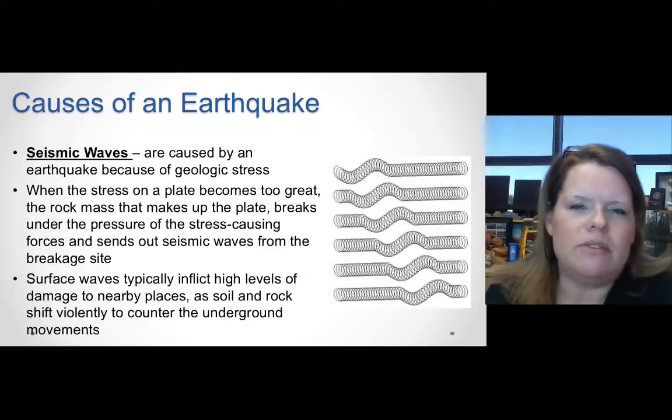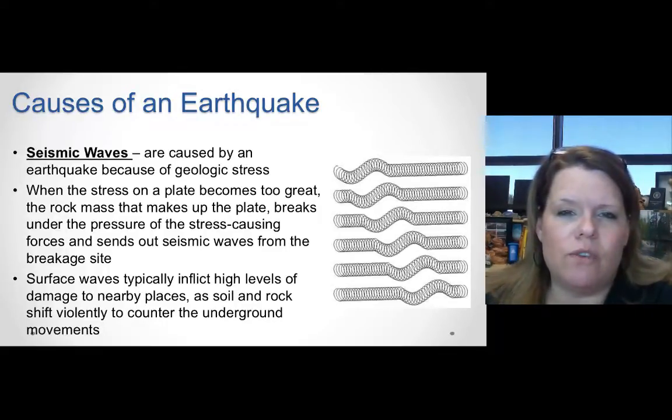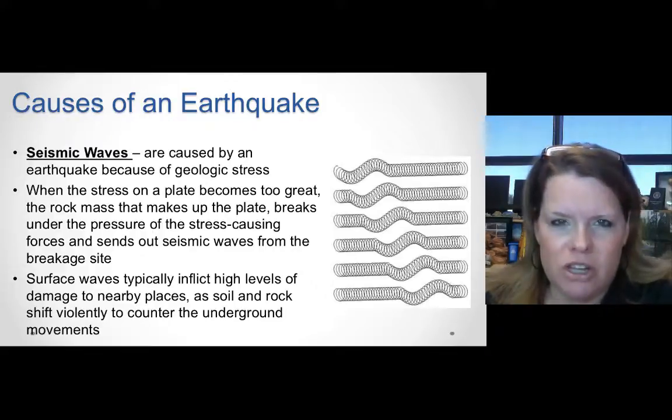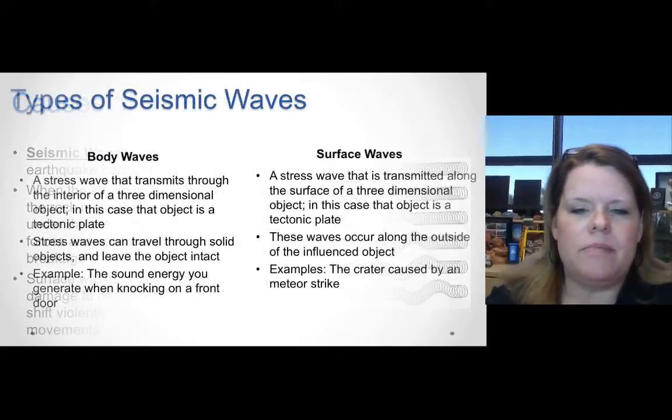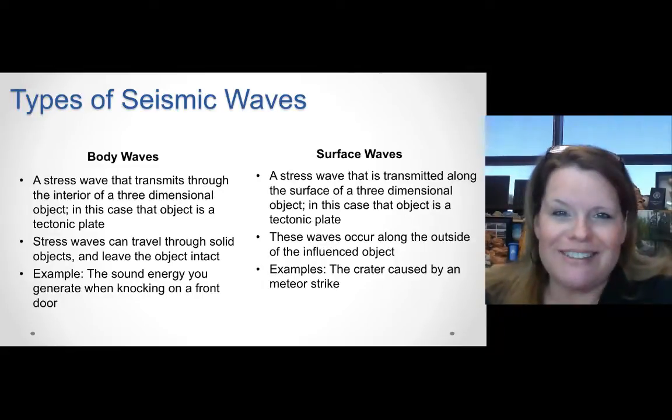So there's really two types of seismic waves. There's body waves and surface waves. And it's the body waves that cause most of the damage at the surface. So let's look at those body and surface waves.